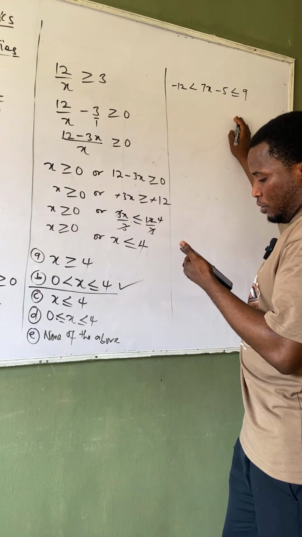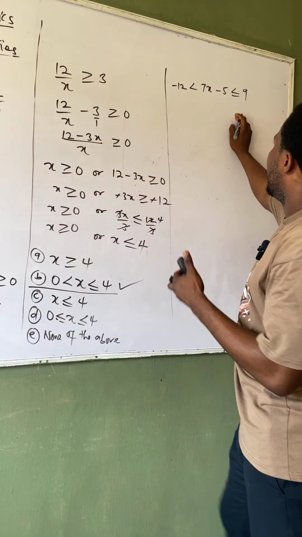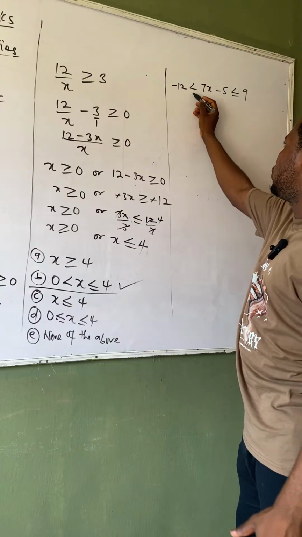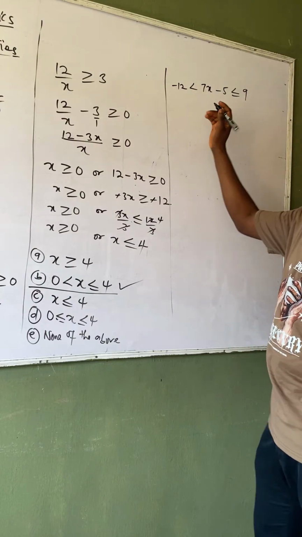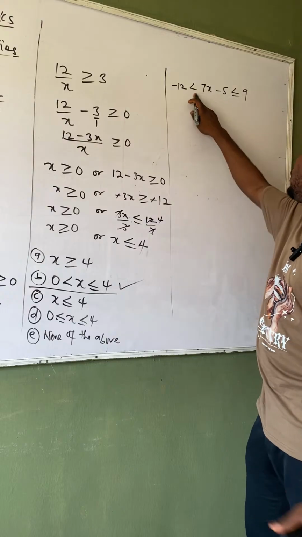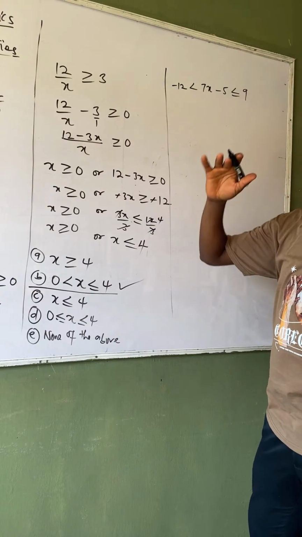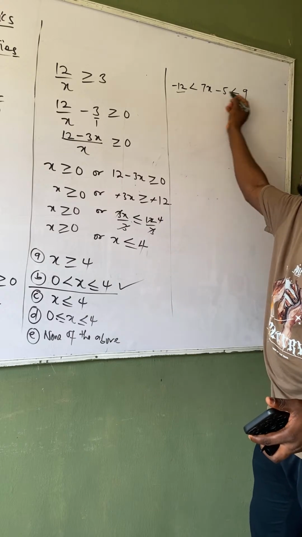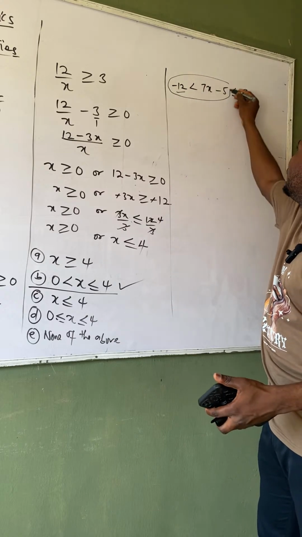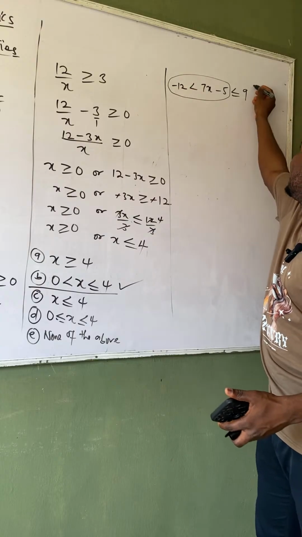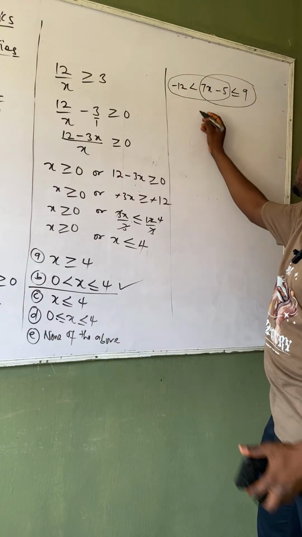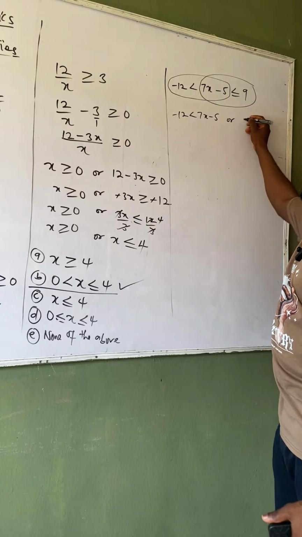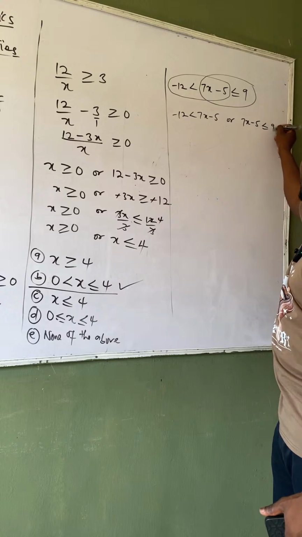So what you should do is, now if you look at this, how do you treat this? We have two inequalities, so that means you have to solve them individually. This one can form one of the inequalities, and this one also can form one. So I can have minus 12 less than 7x minus 5, or I can have 7x minus 5 less than or equals to 9.